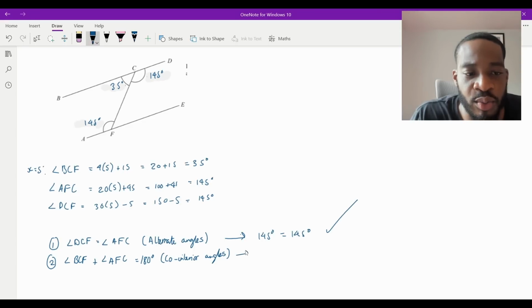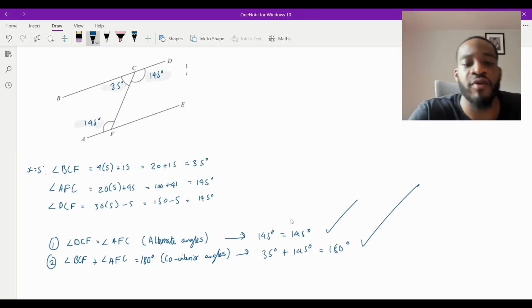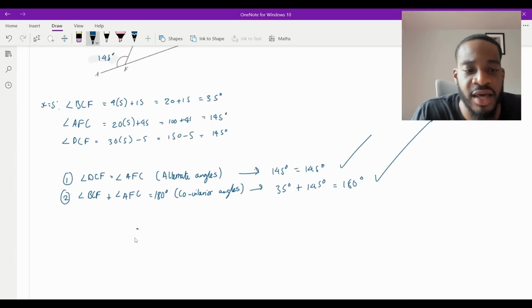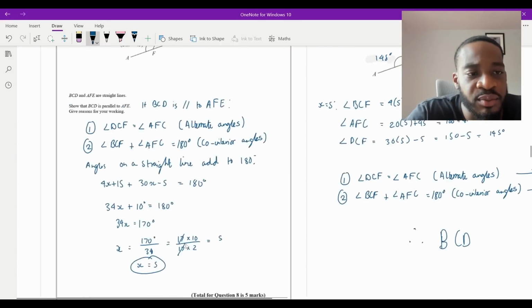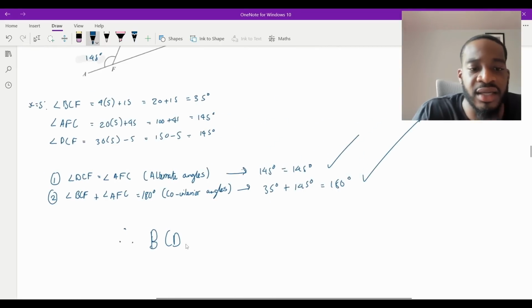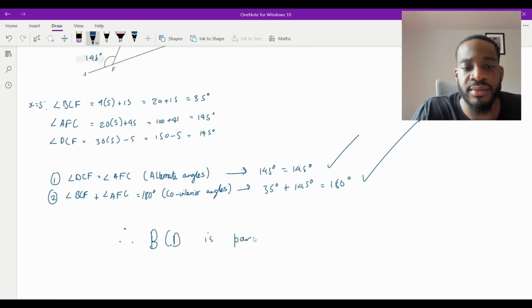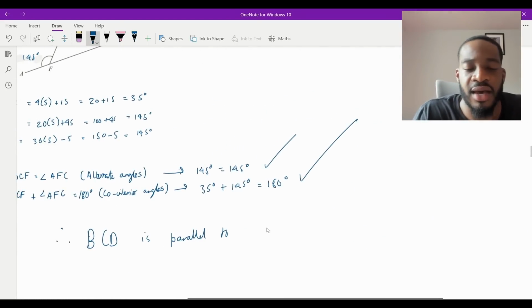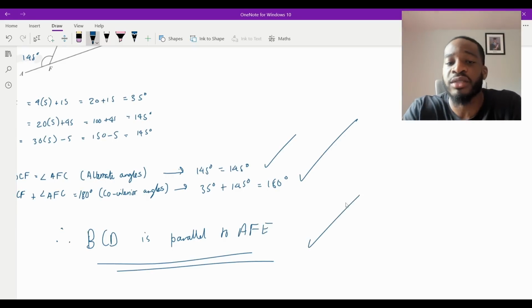And then this one, angle BCF, which is 35 degrees, plus angle AFC, which is 145 degrees, right? This is indeed equal to 180, so that works. So both of the rules are followed, and now remember, you're trying to show that the lines are parallel, so you just want to summarize. So you're just going to say, therefore, BCD is parallel to AFE. Yeah, perfect. And that's it. And that will give you the 5 marks.